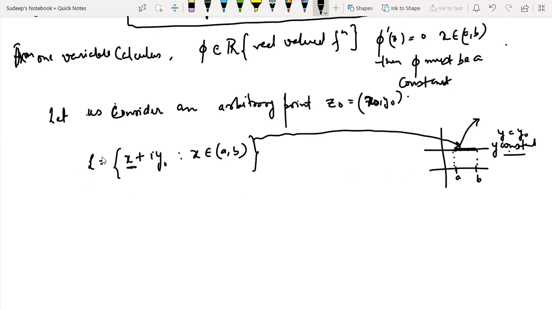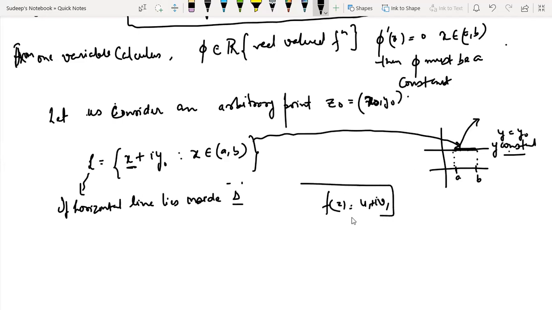Now, if this horizontal line lies inside D, where D was the domain D where your f(z) is defined, that is u plus iota v, where your u and v are defined. So if this lies inside D, then what happens?